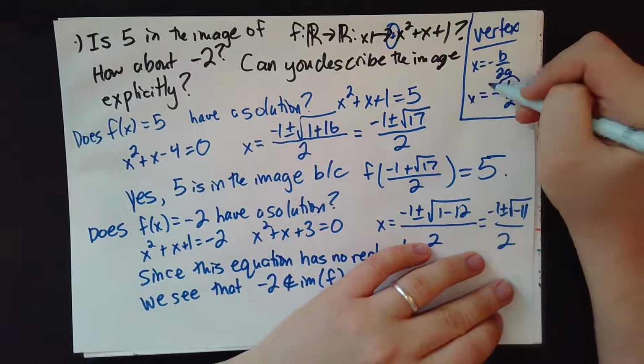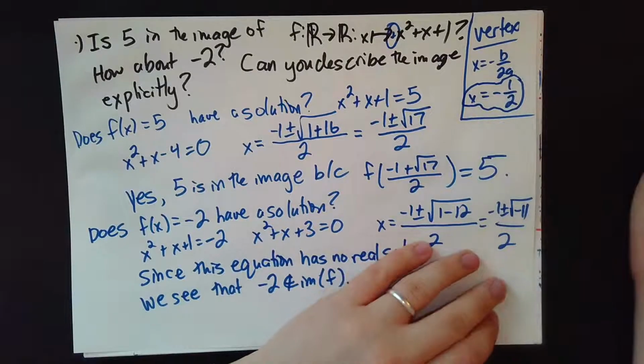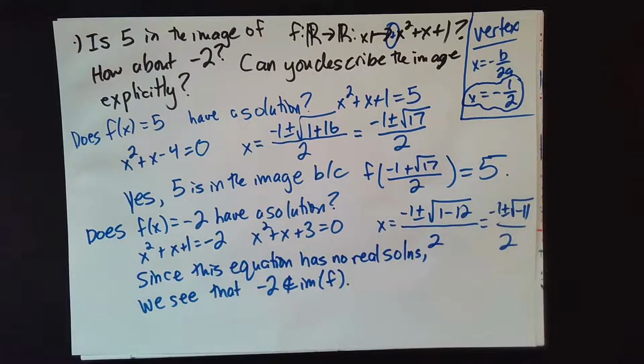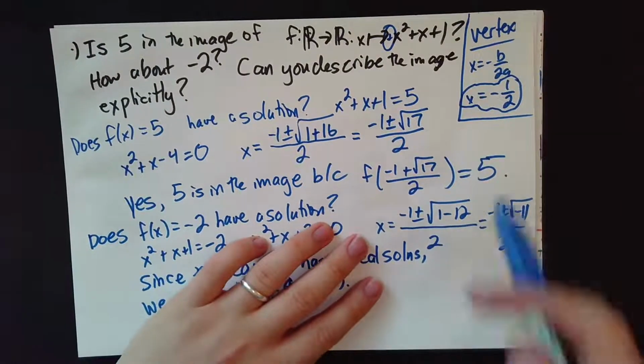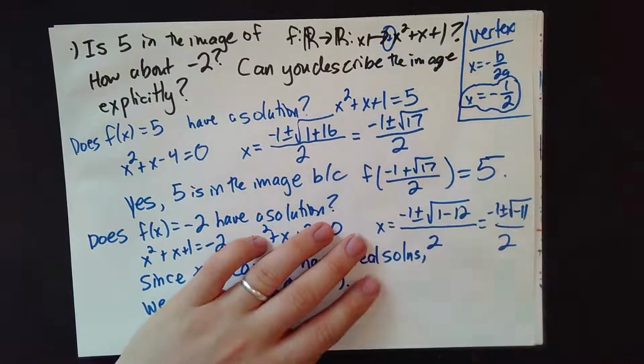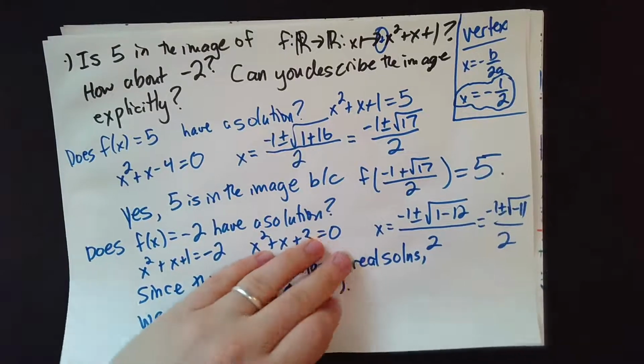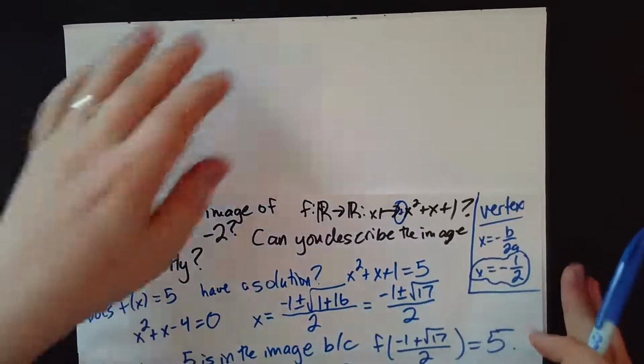By the way, now that you've had calculus, you don't really need to remember the vertex formula anymore because the vertex is the place on the parabola where the derivative is 0. So you can sort of rederive that every time you need it because you probably don't have a hard time taking the derivative of x squared plus x plus 1.